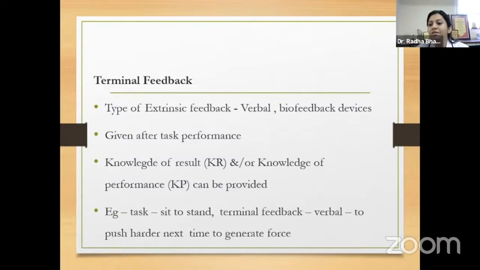It is as simple as our results. When we get our results, pass or fail is knowledge of result. Task done, not done is knowledge of result. How well the task is done is knowledge of performance. In which subject you could have done better, or what went wrong, if this type of feedback is given, that is your knowledge of performance. So while giving terminal feedback, you can give knowledge of result and knowledge of performance both.